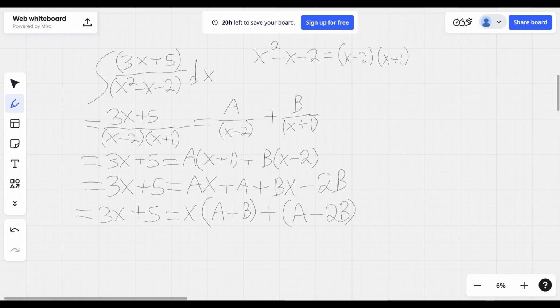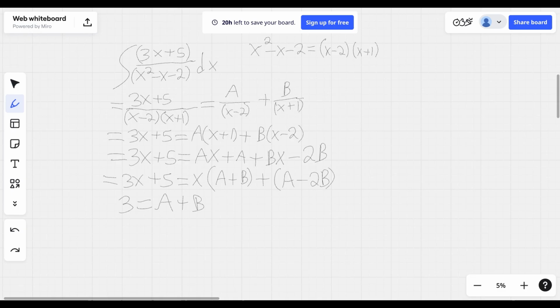So we're going to compare this side of the equation with this side of the equation. So here the x's: 3 equals A plus B, because we have a 3x here, and here we have (A plus B)x. So that's going to be one equation, and the second equation is going to be 5 equals A minus 2B.